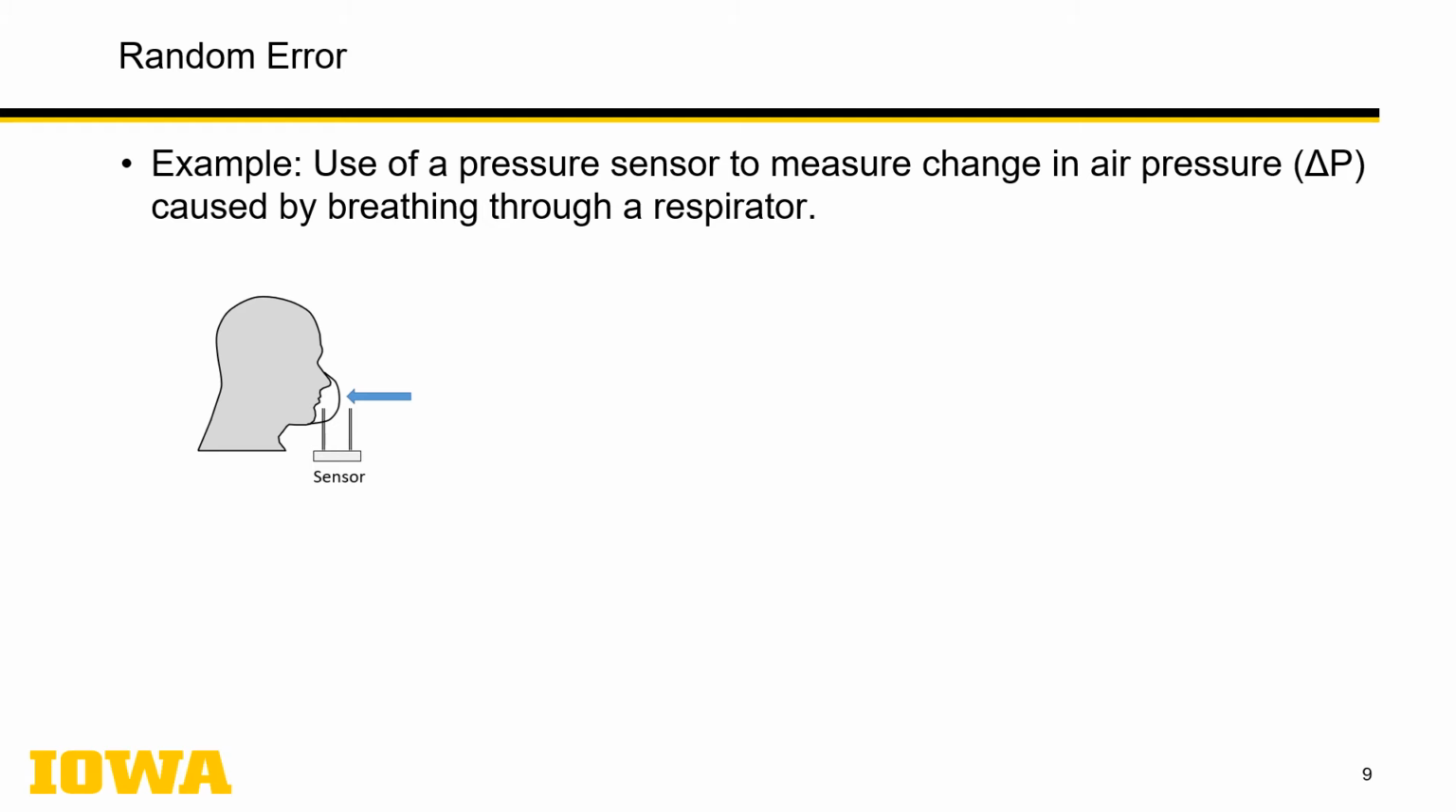So as an example, here's something out of my lab where we use a pressure sensor to measure the change in air pressure caused by breathing through a respirator. Yes, it takes a little bit of a pull on your lungs to force air through the media of the filter. So you can put a sensor as shown here in a way that's measuring the air pressure inside the mask relative to another probe that's measuring atmospheric pressure as you're breathing through it.